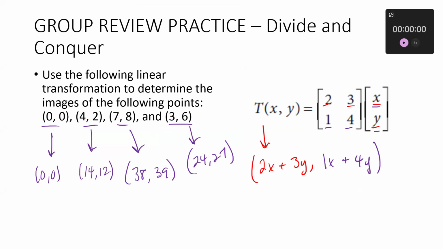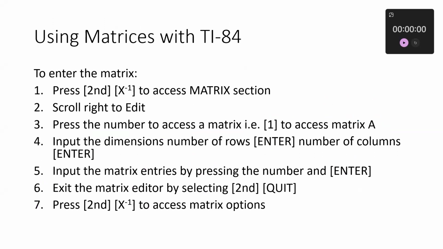Okay, so from 2B.2, we know that we can take matrices and write them as coordinate pairs, correct? And in the beginning, we talked about going the other way. We just need to be comfortable going back and forth between the two. Got it? All right. Now, with that being said, how can technology make any of this easier for us? Well, I'm glad you asked.